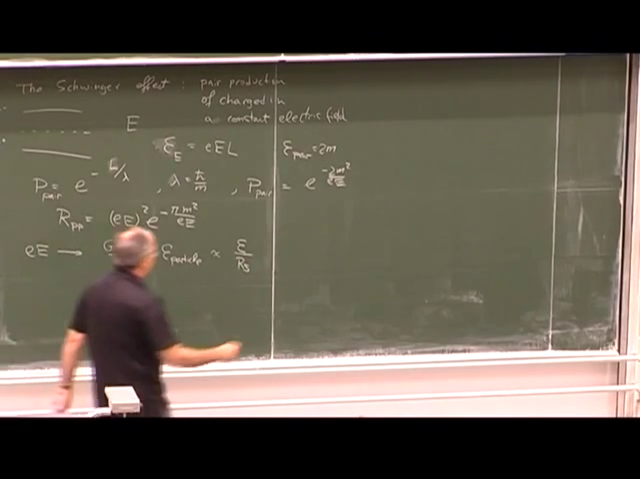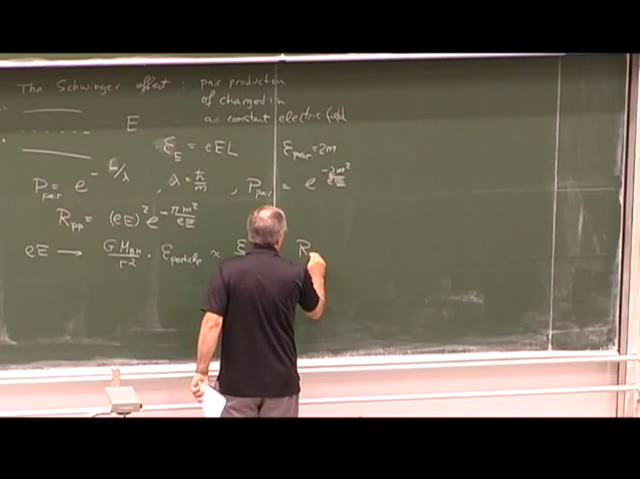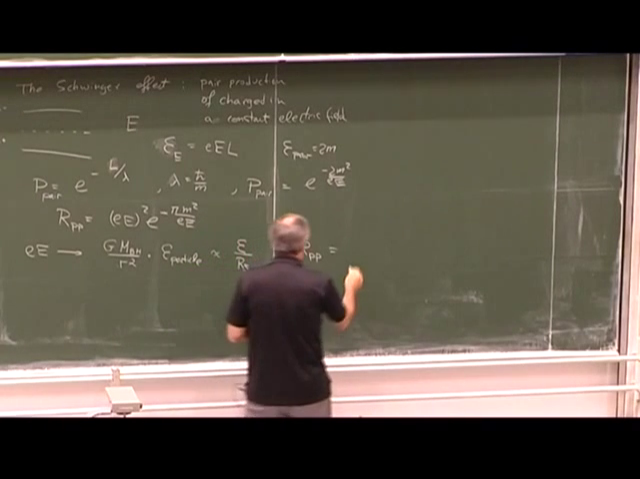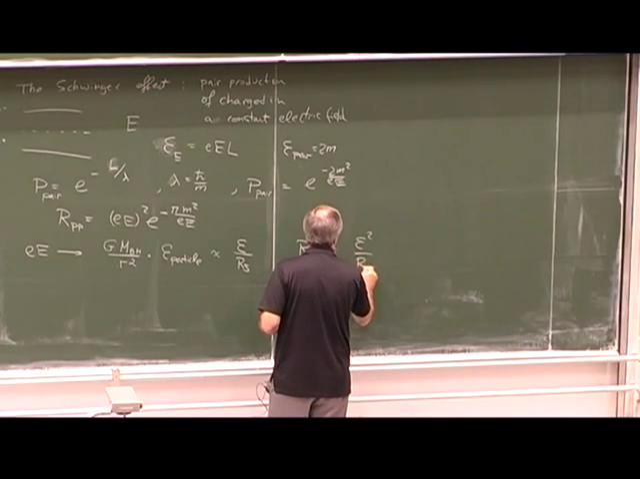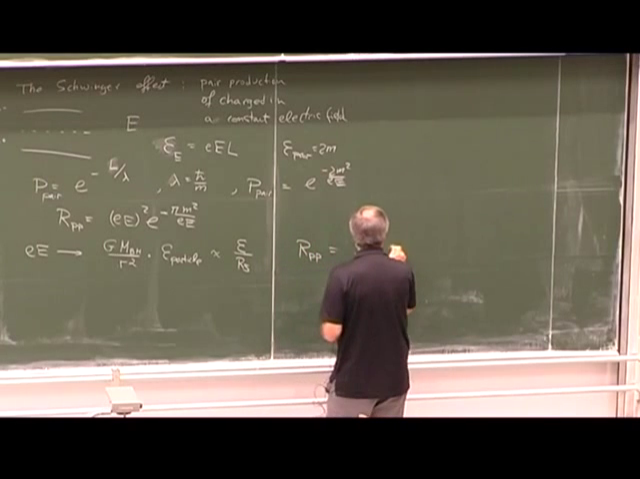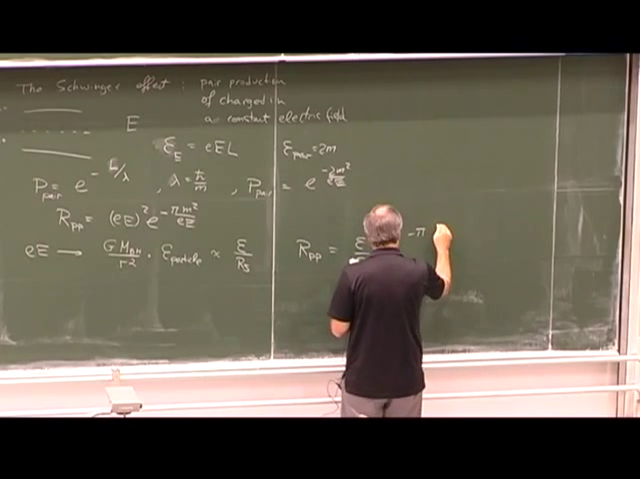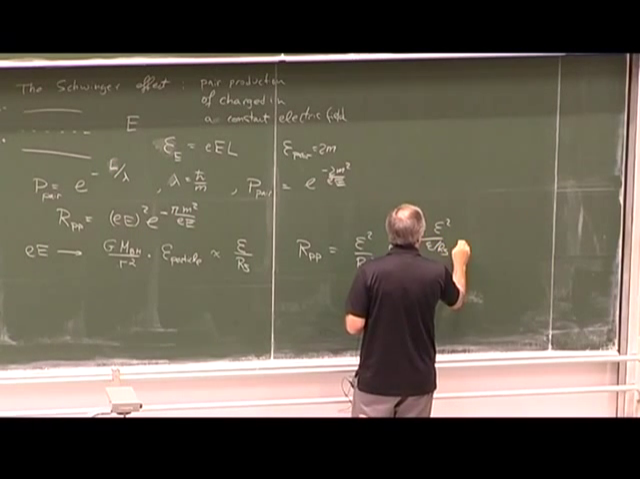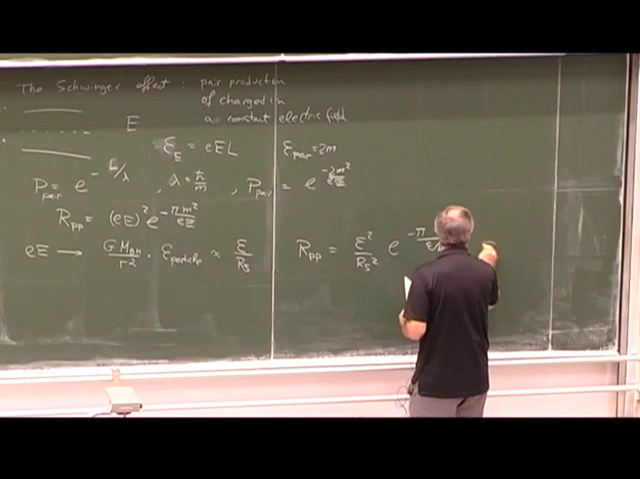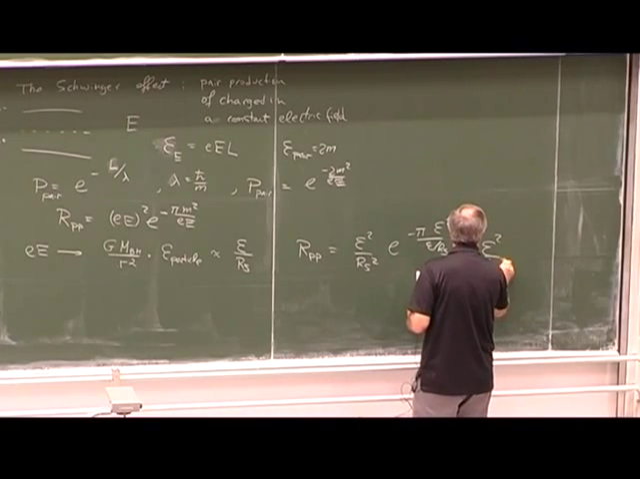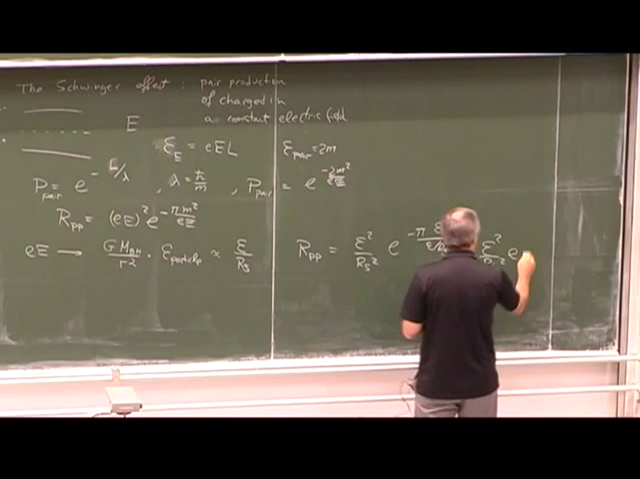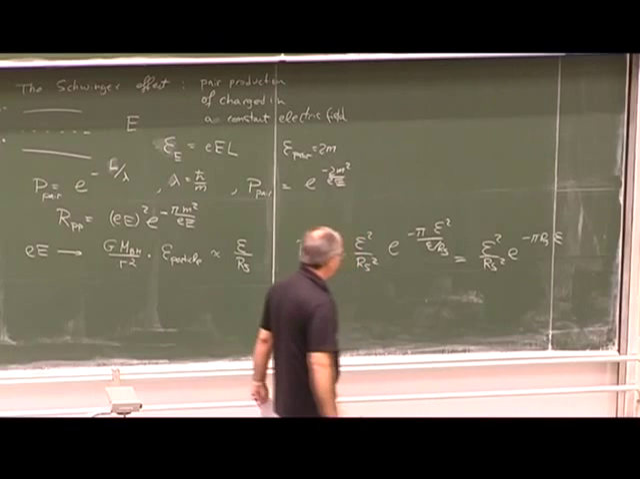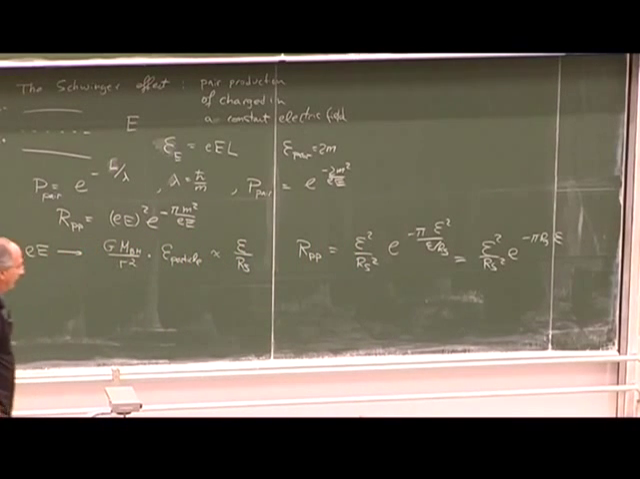And therefore, the gravitational pair production rate can be read off here: epsilon squared divided by Rs squared, e to the minus pi epsilon squared divided by epsilon over Rs. And this is equal to epsilon squared over Rs squared times e to the minus pi Rs epsilon. Okay?